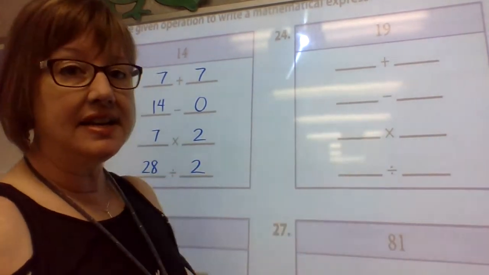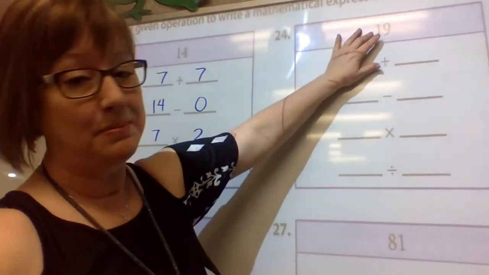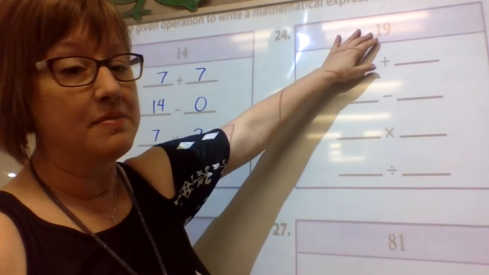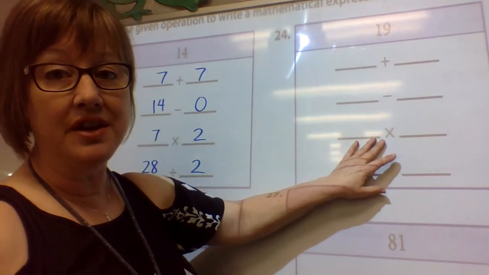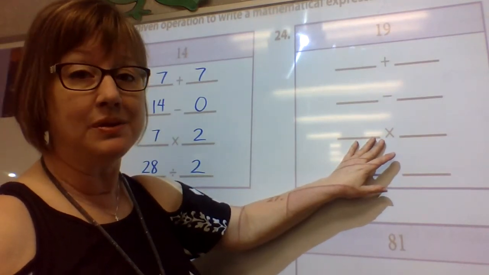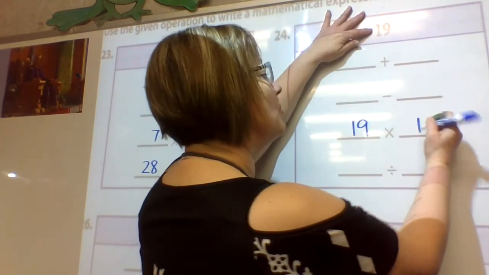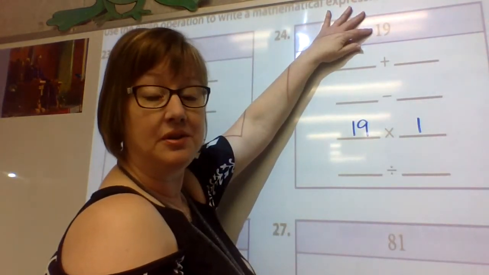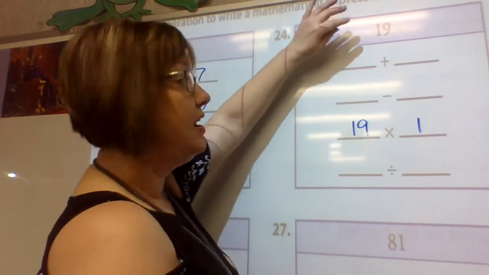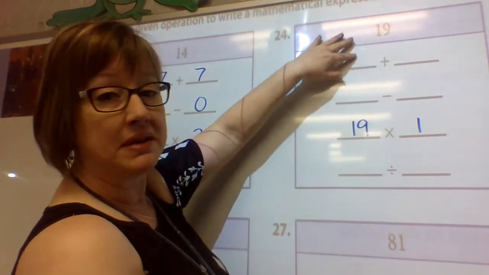Okay, 19, same thing. 19 though is a prime number, so maybe a little harder to come up with. Like for instance, multiplication, we have nothing times nothing that equals 19, except for 19 times 1 or 1 times 19. That's the only 2 you can use for that one because it's a prime number. But the rest of these you should be able to come up with as many as you want.